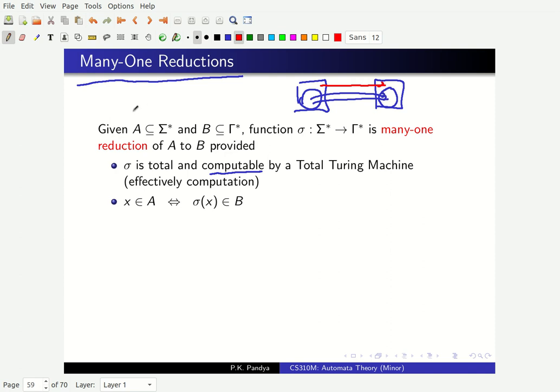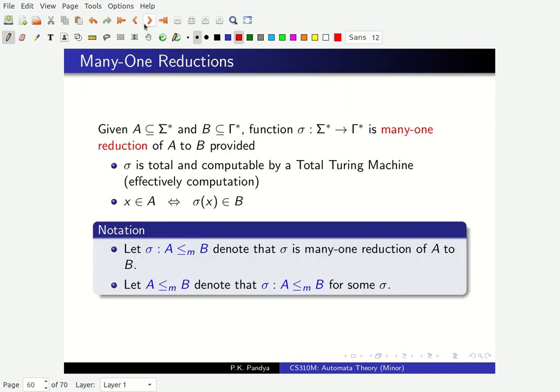So yes instances of being in A are transformed to yes instances of being in B, and no instances of being in A are transformed to no instances of being in B. This kind of map is called a many-to-one reduction, right? And they have to be total and computable, and they have to preserve this yes-ness of membership in A and B. Some notation you should remember.